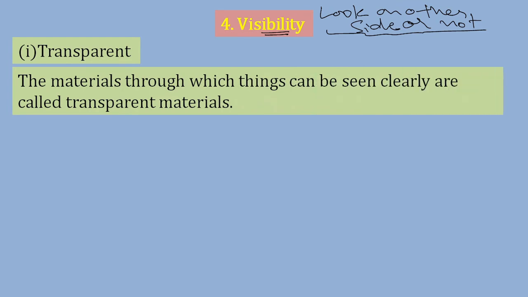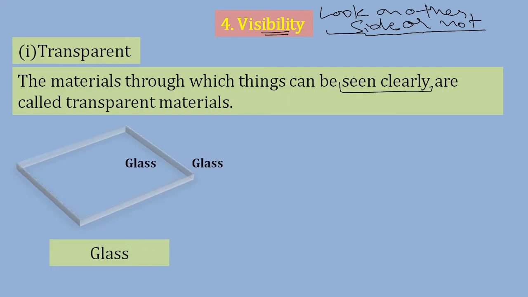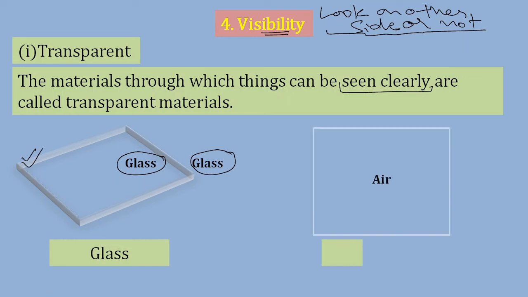Transparent materials are those through which things can be seen clearly. An example is glass. Look at this sheet of glass. We can clearly see this text through the sheet of glass. This is as clearly visible as it is directly visible. So we can say that this sheet of glass is a transparent material. Similarly, air is also transparent because we can see clearly through the air.